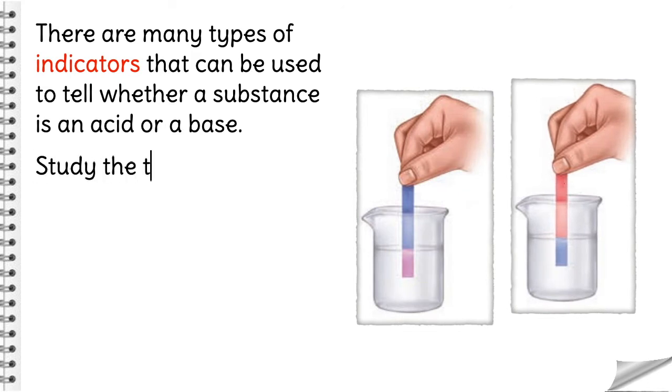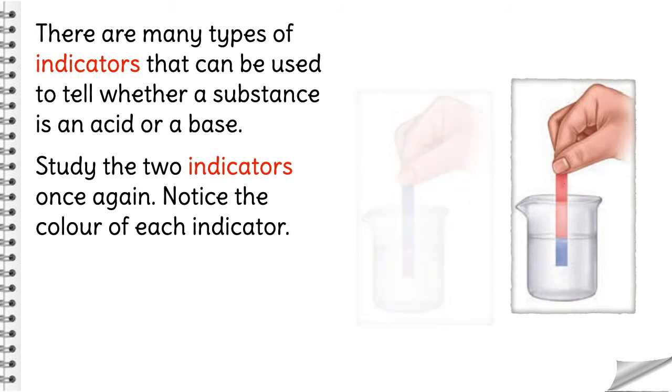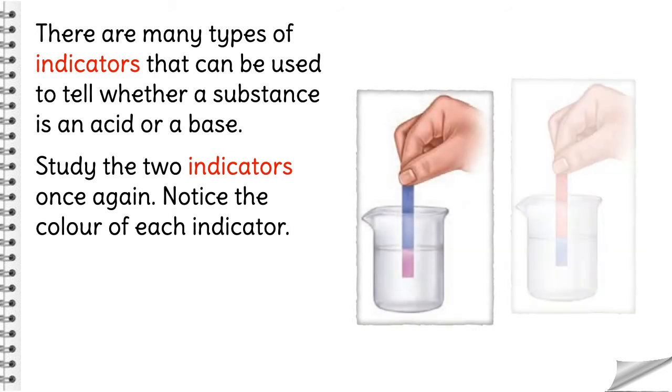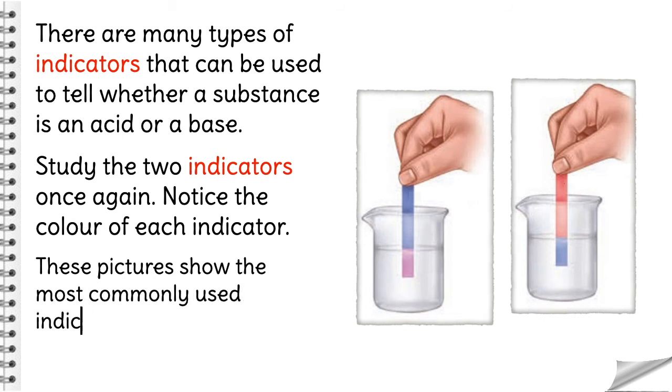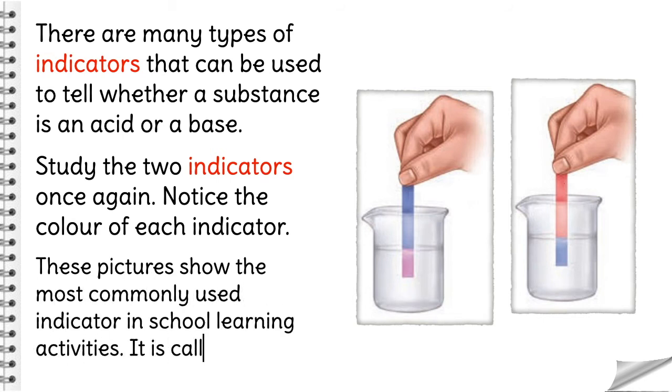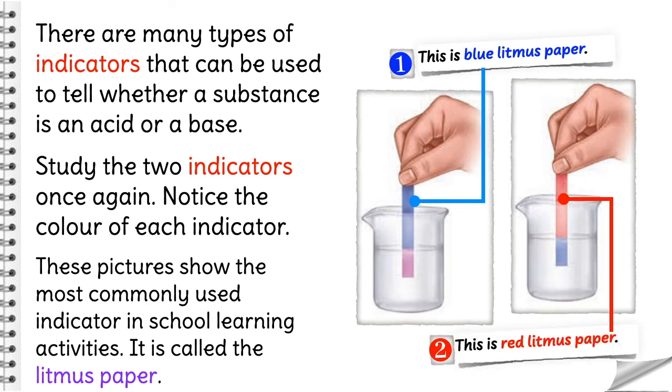Study the two indicators once again. Notice the color of each indicator. These pictures show the most commonly used indicator in school learning activities. It is called the litmus paper. This is blue litmus paper. This is red litmus paper.